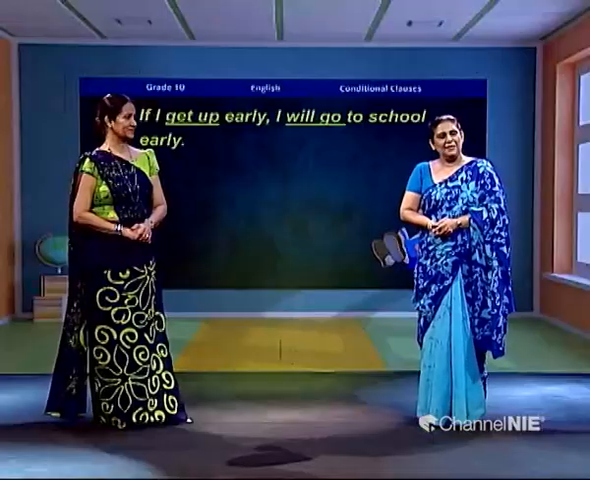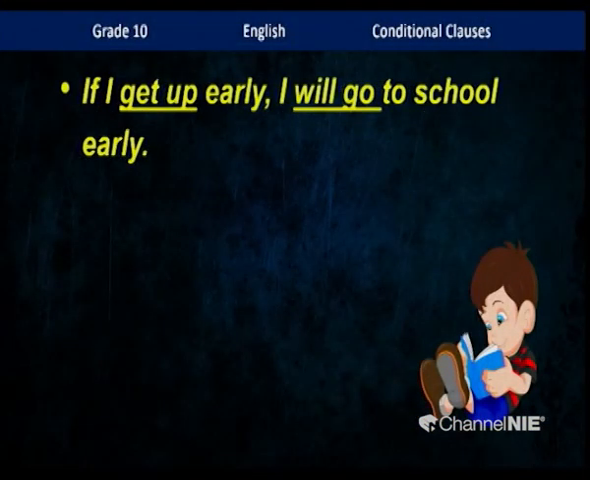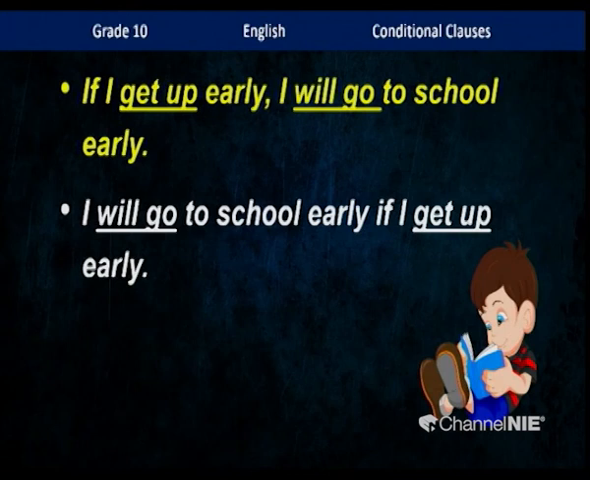So I will show you an example. Right, now you can see this example. If I get up early, I will go to school early. So you can see there are two parts. If, we call that the if clause. If I get up early, I will go to school early. So one is the condition and there is a result of that. And we can say the same thing as, I will go to school early if I get up early.